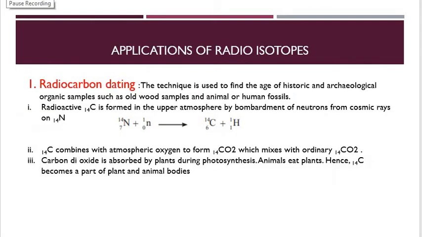Now, applications of radioisotopes. Number 1, radiocarbon dating. This technique is used to find out the age of historic and archaeological organic samples such as old wood or animal or human fossil. The first step is radioactive C14 is formed in the upper atmosphere by the bombardment of neutron from cosmic rays on N14. So 7N14 on bombarding neutron particle will give you 6C14 and 1H1.